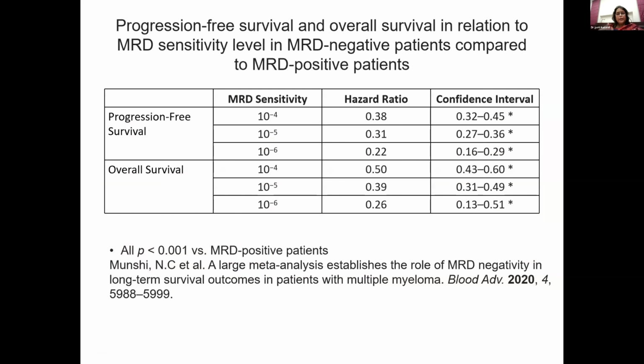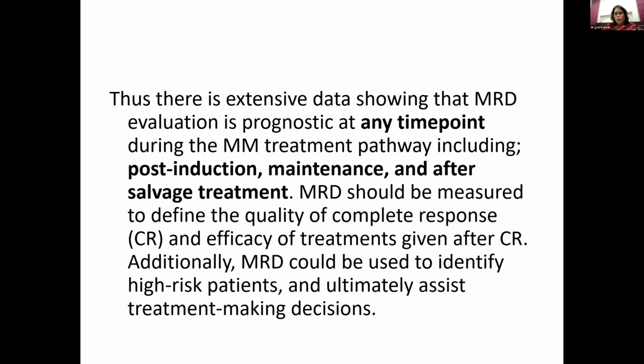So in 2020, because deeper sensitivity was seen with the NGF, Dr. Munshi came up with his new meta-analysis, and he found that the deeper the MRD sensitivity, the lower was the hazard ratio, and better was the overall survival as well as progression-free survival. So today the aim is to achieve MRD less than 0.001%. Next slide. So whatever all this data is telling you, at any time, post-induction, maintenance, after salvage, MRD predicts what is going to happen to the patient. And it's very good for monitoring. Next slide.